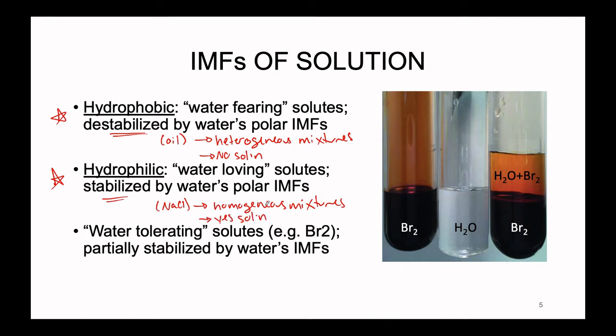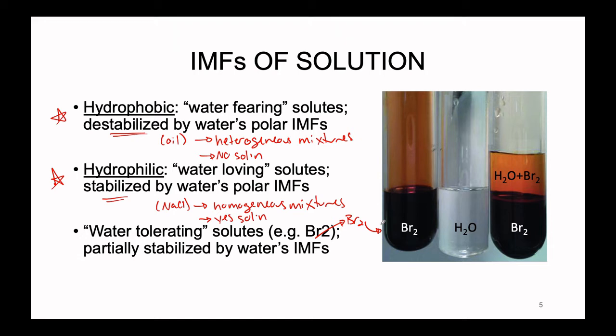But there is a third option in the in-between of this extreme binary. We call these things water-tolerating solutes. For example, bromine, or Br2, which this is, I now realize, a typo. This should be written as Br2, which we can see illustrated here. These molecules are partially stabilized by water's intermolecular forces. They can be accommodating to the polar forces, but they're not super stabilized by them.